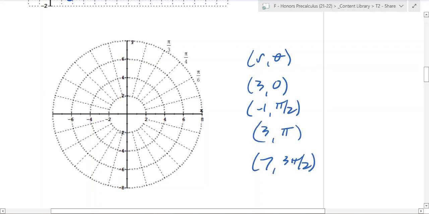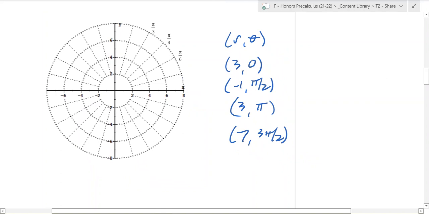So what you do is you graph these out. You end up with 3, 0 right here. Negative 1, pi over 2. Remember, the way you do that is you go to 1, so you go to 1 at pi over 2, and then you flip it. That means it's going to go down to here. So when you plot out those 4 points, you end up with these intersections right here.